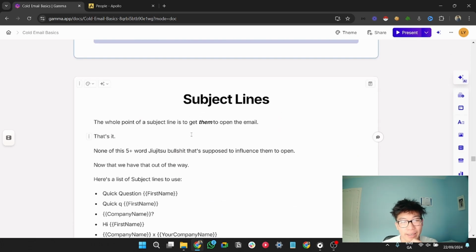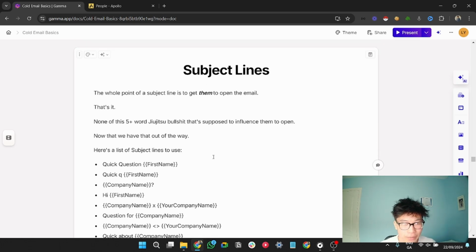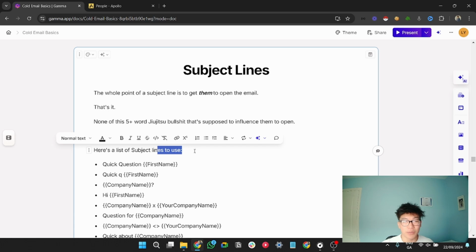So, subject lines. The whole point of a subject line is to get them to open the email. That's it. None of this 5-word jujitsu bullshit that is supposed to influence them to open the email. Now that we have them out of the way, here's a list of subject lines to use.